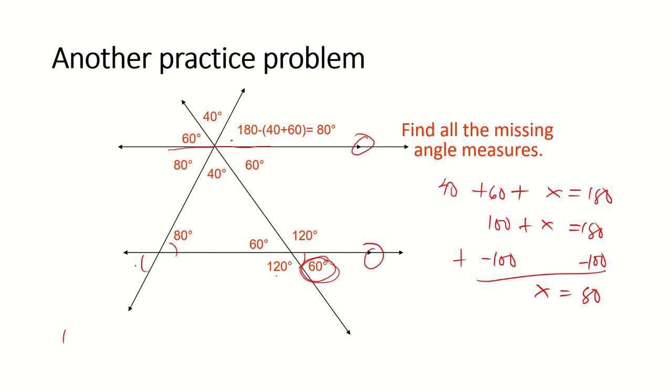So they're vertical angles also. So this is also 80. They form a linear pair. So that's 100. Then 100 as well here. Because these are vertical angles.